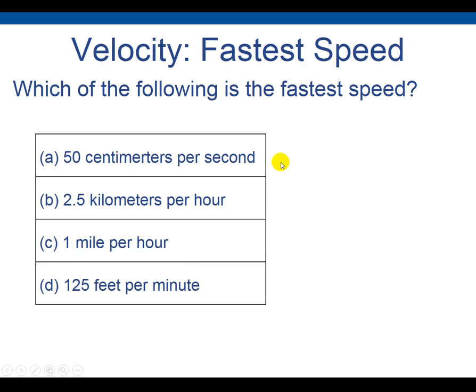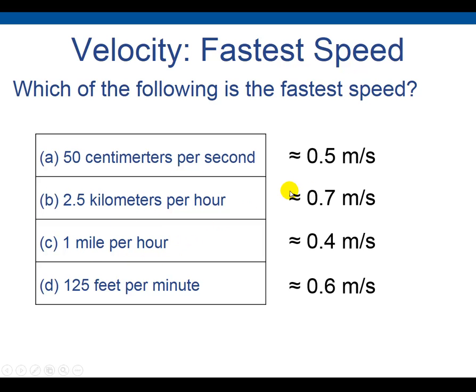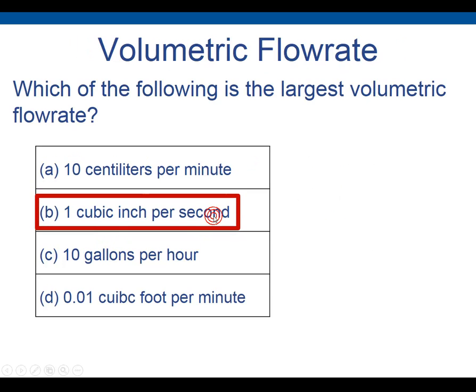How about the speed? As you can see, we have 4 different units. One is centimeters per second, kilometers per hour, miles per hour. So let's normalize our units into meters per second. So 0.5, 0.7. So 0.7 is the fastest one.